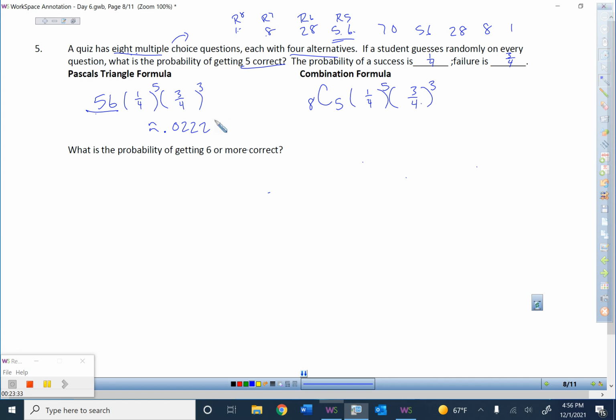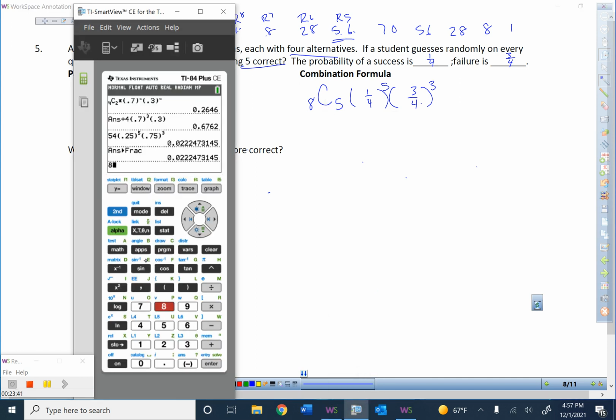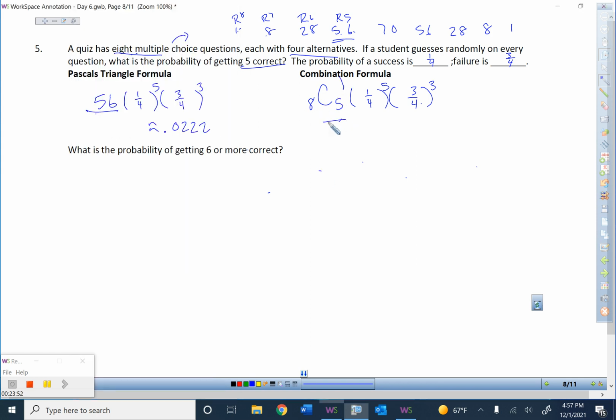Alright, next one should be exactly the same way. I'm not going to type this whole thing in, but I will just show you the first part. If I go over to the combination and show you 8C5, it really is 56. So this is handy without using Pascal's. Now it says 6 or more correct. So 6 or more correct would mean 6 would work, 7 would work, 8 would work. And there's 3 different outcomes for that one.